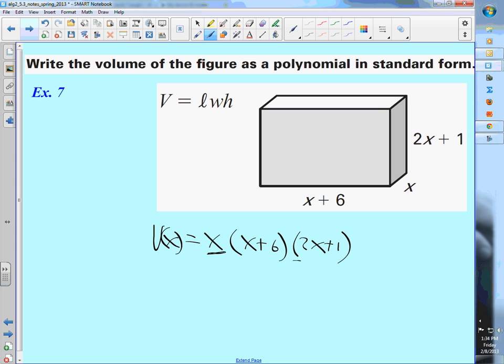What do you call this one here? There's three factors. What do you call this factor? It has a name. Someone said it. Binomial. What's this one called? Monomial, and this is a binomial.